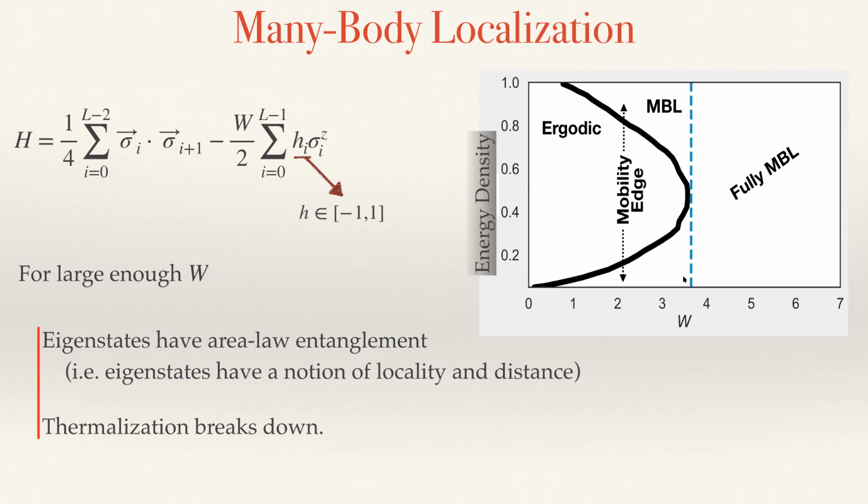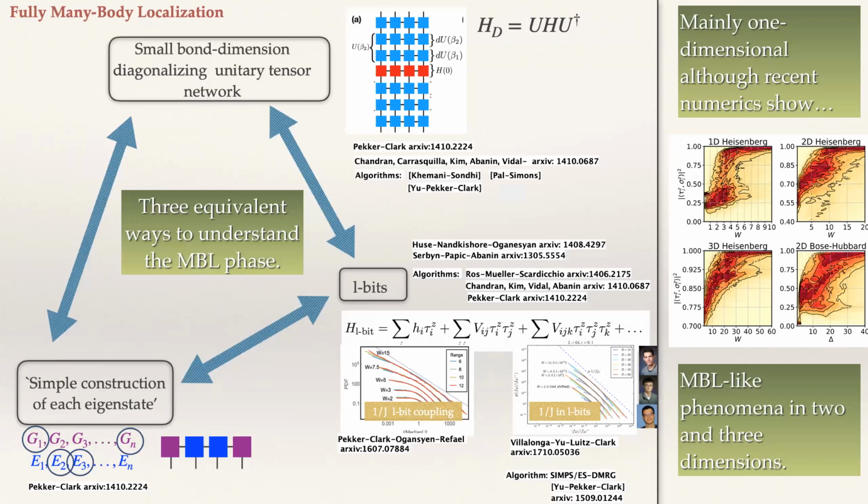Okay, and the fully many-body localized phase is reasonably well understood now. There's a phenomenology, a theory behind it, and there are three equivalent legs of that theory. I won't talk a lot about the phase today, but I'm going to spend a couple of minutes overviewing this. And then we'll worry not about the phase, but the phase transition.